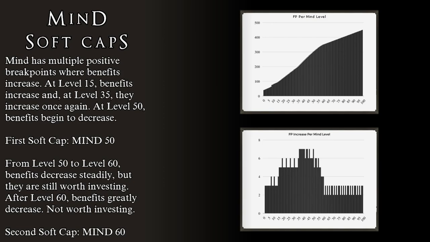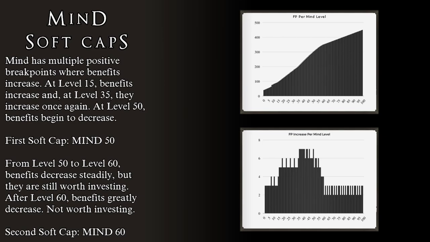Once we hit 35 mind, we get to another breakpoint where our benefits increase yet again. Going past 35 mind will give us even more benefits than before, and this continues all the way up to level 50. As you can see, after 50 mind, the amount of FP we get per level begins to decrease, but it's not by a lot. It keeps going and it keeps decreasing up to level 60, but we still get good benefits up to this level, even though they have been decreasing.